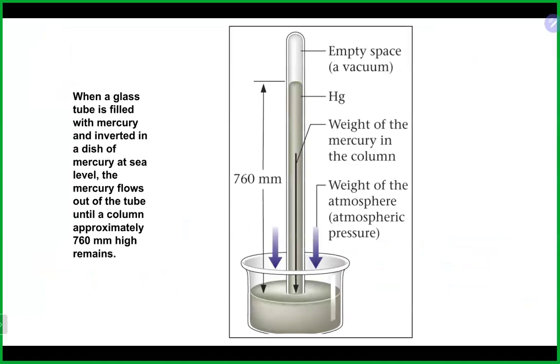There's a much prettier picture of the barometer. Again, atmospheric pressure coming down on the mercury, mercury rising, hence the name. By the way, mercury has an unusual meniscus. It actually goes the other way. It goes upwards, downwards.